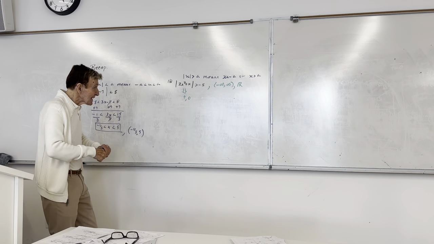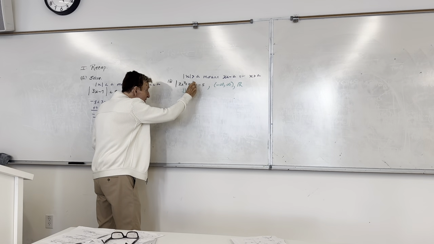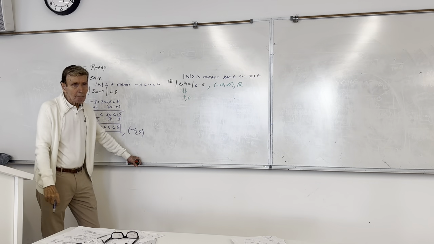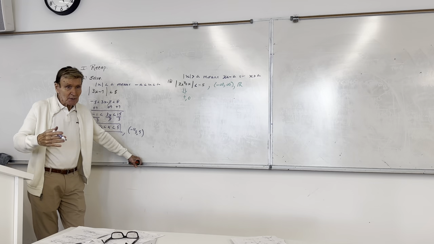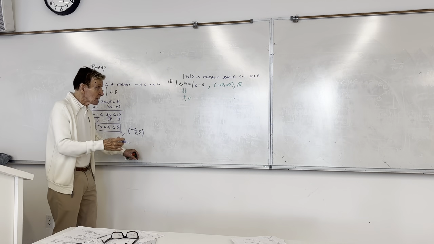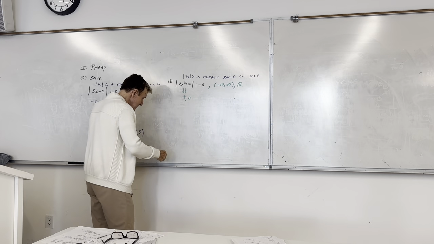Before I leave it, now this one's finished. If it had been this one, |2x^2 + x| < -5, now that's no solution. There's no positive number less than -5, and definitely 0 is not less than -5. So that would be no solution, just in case it had happened like that.